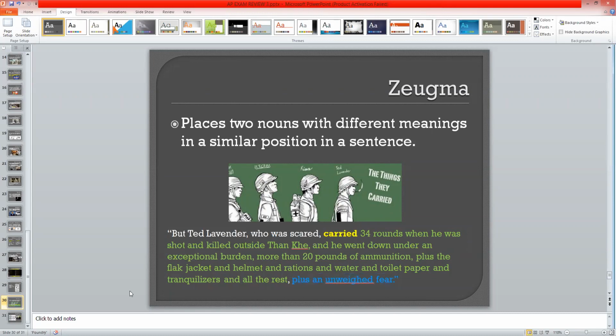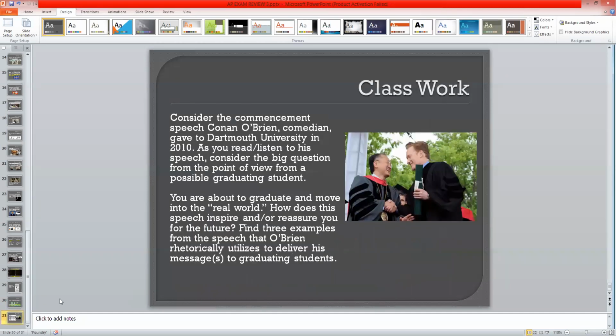I do want to end with our last classwork of the day. If you notice my theme today with the things I've chosen, it deals a lot with lateral thinking versus linear thinking. You aren't graduating anytime soon, you have another year, but as we get towards May, it's graduation season. So I wanted to give you a speech to analyze by Conan O'Brien.